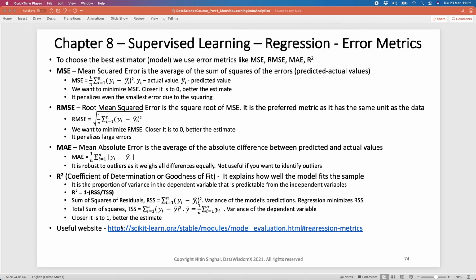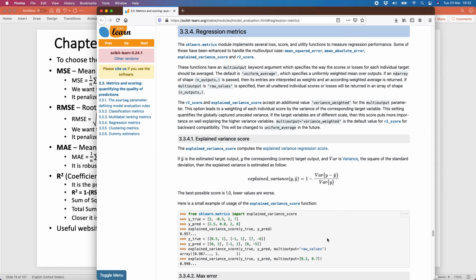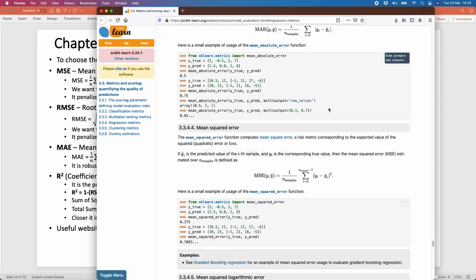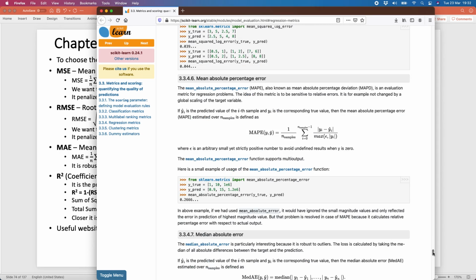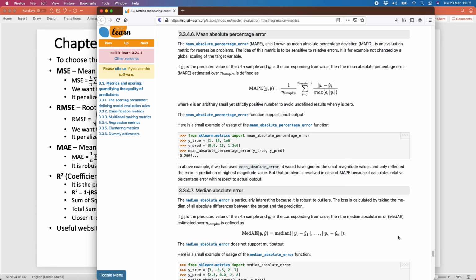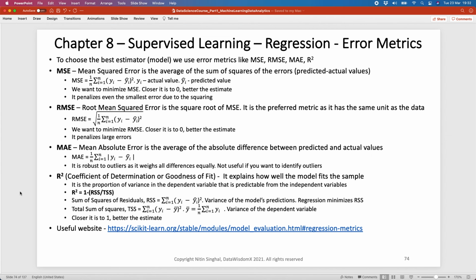Now let's look at the scikit-learn guide to see what all other different regression metrics are available which you can use. You can see there's a host of metrics available. It's given you examples, so you can easily select which is the best one for you based on the model you selected and the sample size.